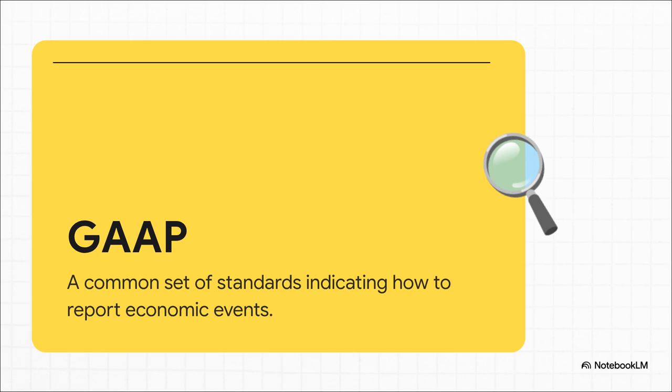First up, we have GAAP, or Generally Accepted Accounting Principles. This is the common set of standards indicating exactly how to report economic events, and it's primarily used in the US. Think of GAAP as the original foundational language of accounting. It heavily influences global practices and sets a massive benchmark for the rest of the world.